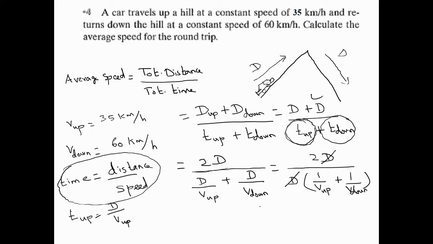Am I right? Okay. So I have the remaining value 2 divided by 1 over V up, plus 1 over V down. V up we already have in the question. What is the value? 35. So I can just write 35 kilometer per hour plus 1 over 60. Could you please use your calculator and let me know your answer?